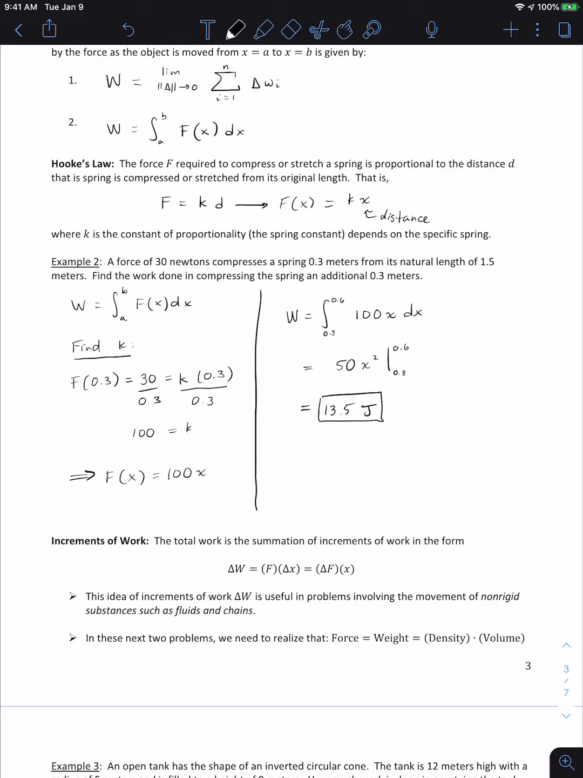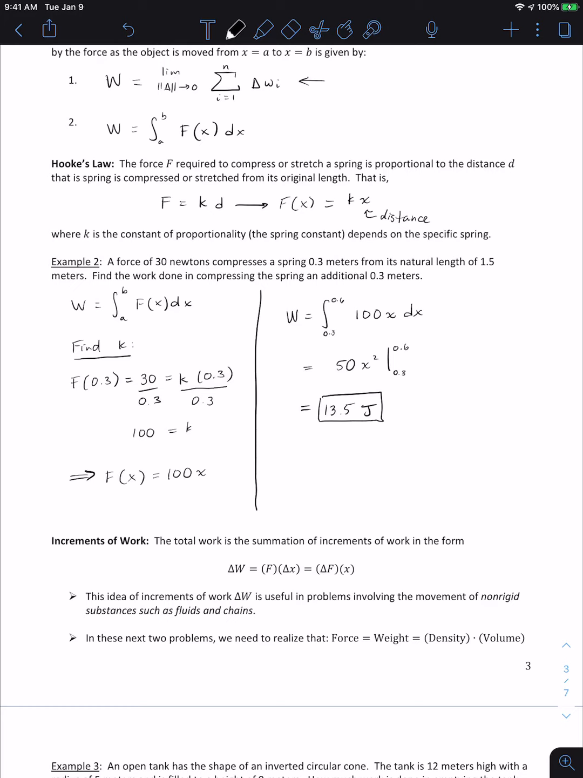Because remember, if we look at the first formula, we know that work is equal to adding up infinitely many of those areas, those rectangles, and remember those areas correspond to the work on each one of those little intervals. So if I determine what the work is on each one of those little intervals, and I add it all up, then I'll get the total work. That's the idea behind increments of work. So we can think of that delta W sub i, or that delta W in this case, as the work done on that little interval.